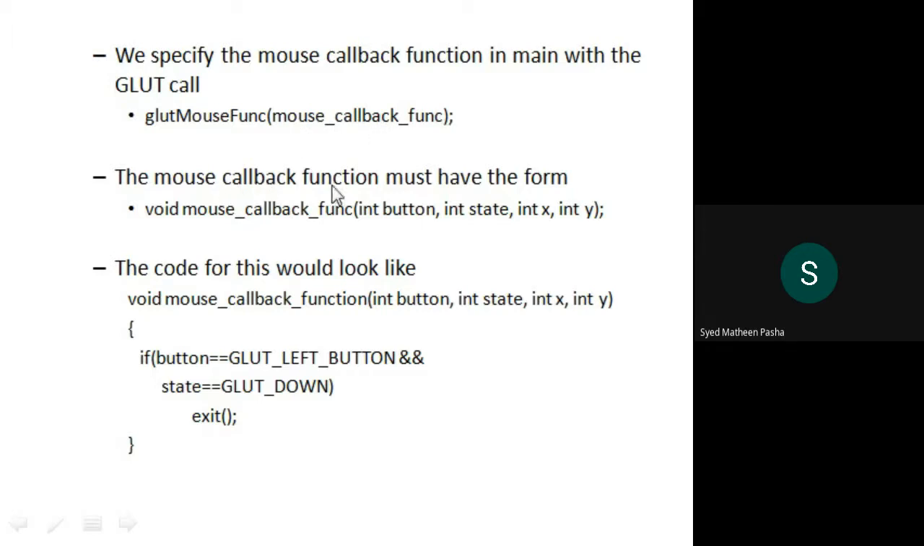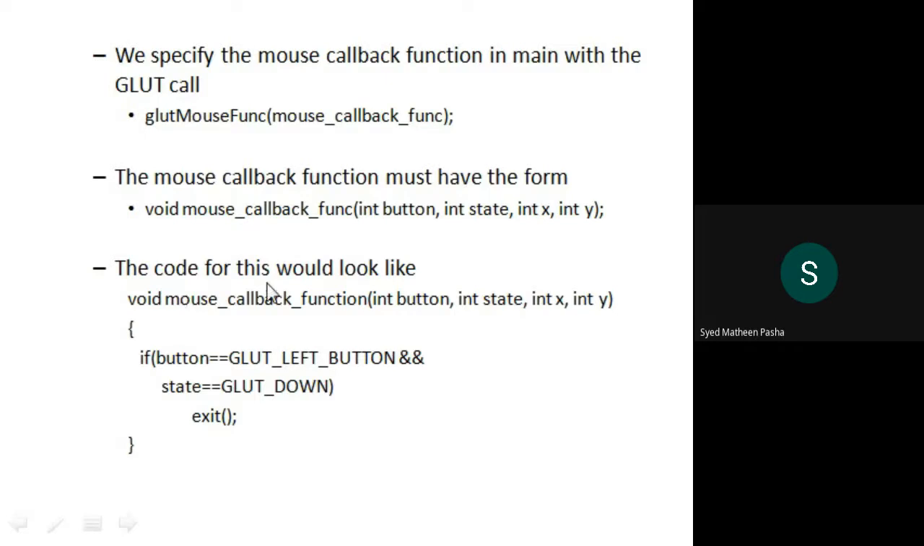The mouse callback function must have the form void mouse callback function, with parameters defined as integers. One is button, that is, whichever button is present on the mouse, in which state the mouse is: the mouse is moving, or the first button is pressed, or the right button is pressed. Then two variables x and y. This is the definition of a mouse callback function which you need to define outside the main program.